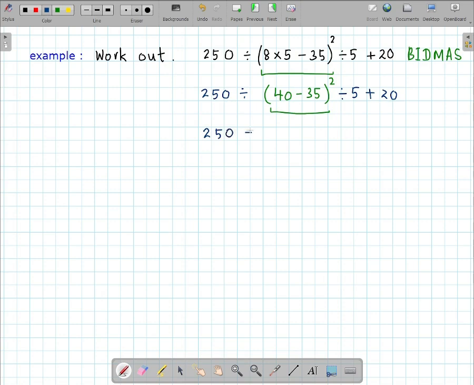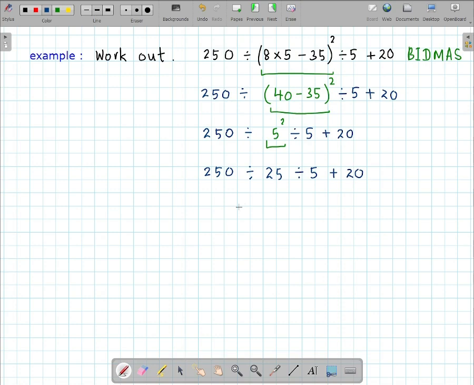250 division 40 subtract 35, that is 5 to the power 2, division 5 and 20. Now brackets, no brackets here, but we have indices, so that I have to do now. So 250 division 5 to the power 2, 25, division 5 and 20.